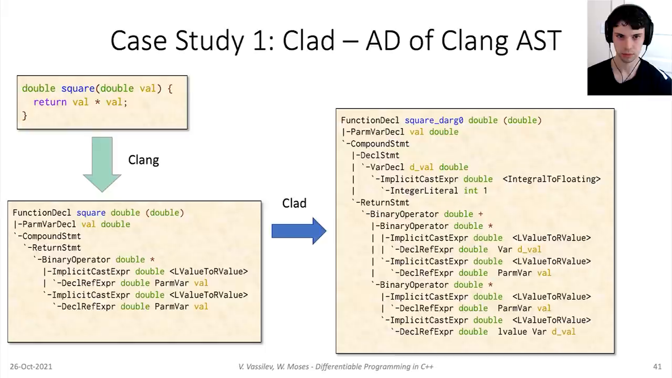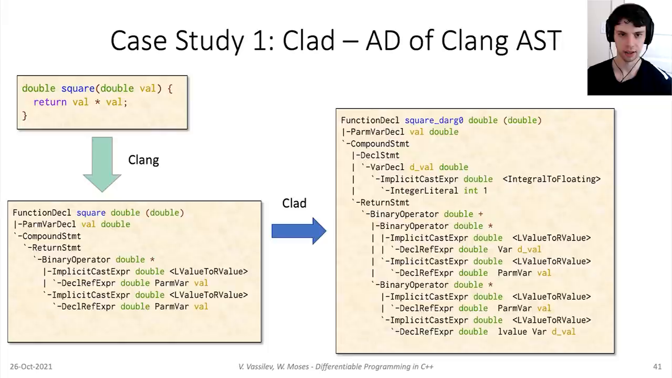Let's look at how that first tool, clad, works in practice. So let's take that same square example we've been using on those previous AD tools up here at the top. We run it through Clang and we get this Clang abstract syntax tree representation where we see something that directly corresponds to what our source code looks like. So we have this function square, just like before. We have the parameter double for the value, and then we see we return, and thus we return the product of these two parameters, val and val, doing the corresponding lookups, L values, R values, what have you.